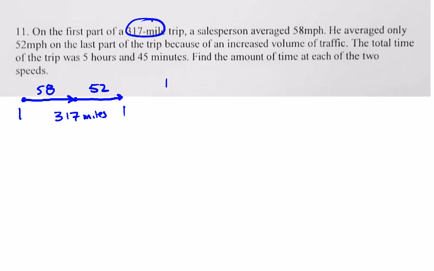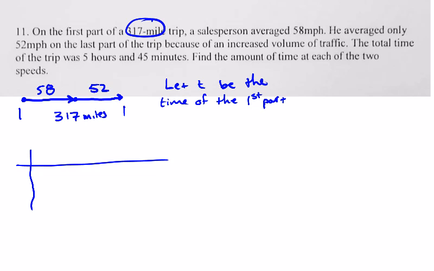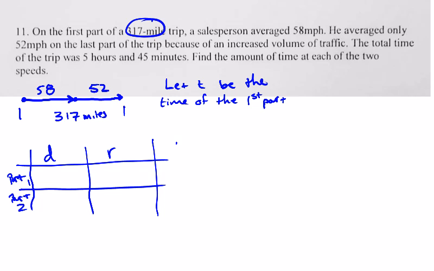So we're going to define our variable. We're going to say let t be the time of the first trip, of the first part, excuse me. Then in class we set up these charts that should help us. So part 1 and part 2, and this is distance, rate, and time, because we know that the distance equals rate times time. So these two get multiplied by each other.